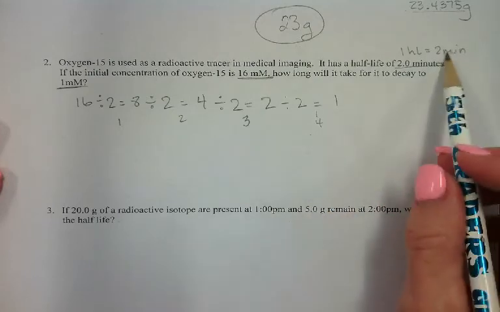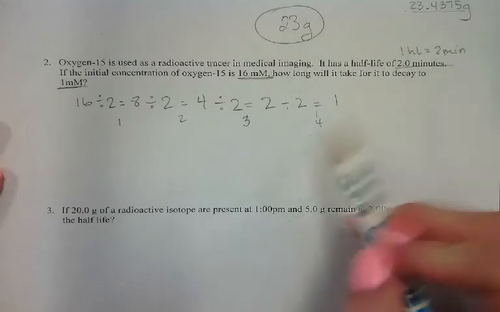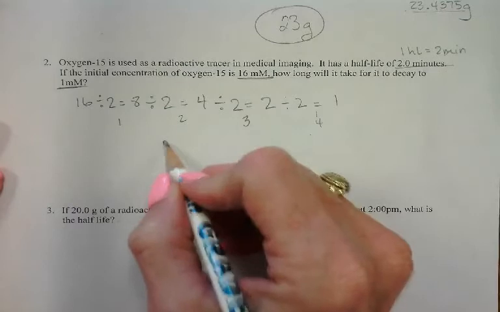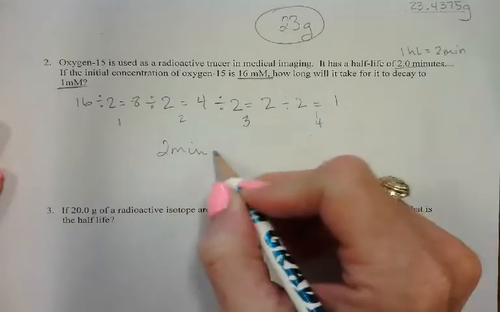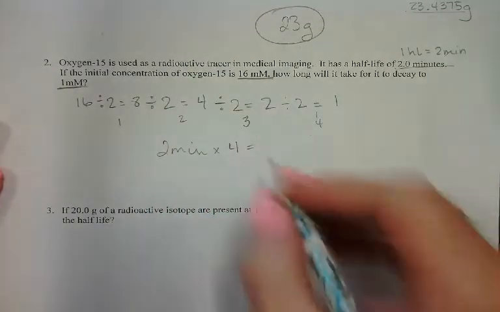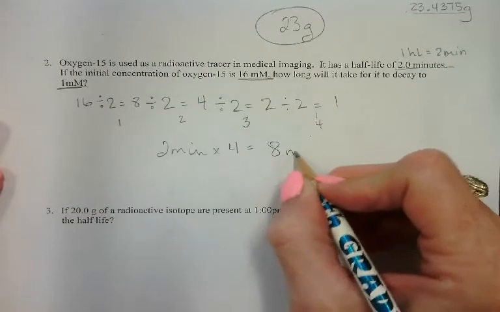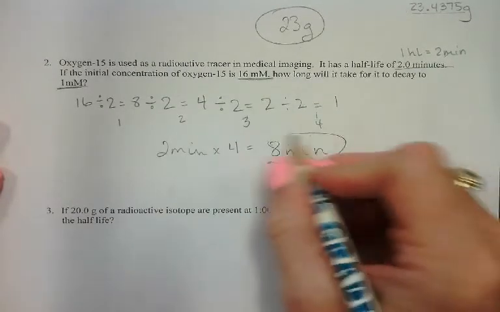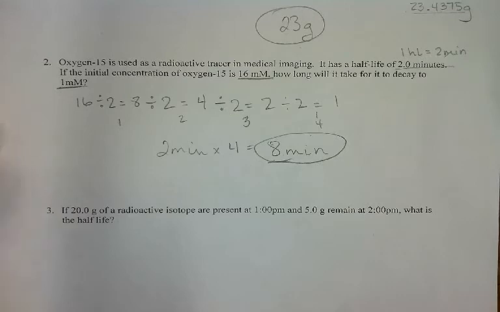So what I do is I take the 2 minutes. I know that 1 half-life is 2 minutes, but it went 4 half-lives. So 2 minutes times 4 half-lives gives me 8 minutes. That's how long it will take for it to decay.